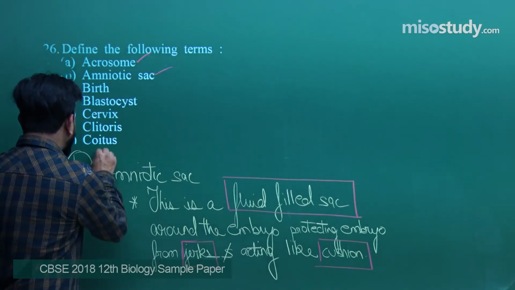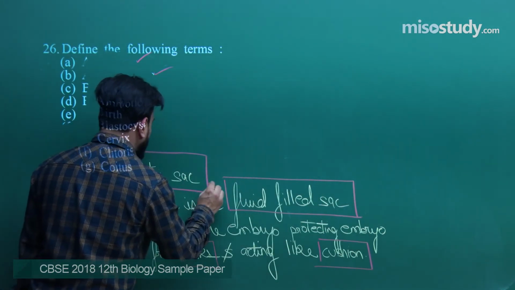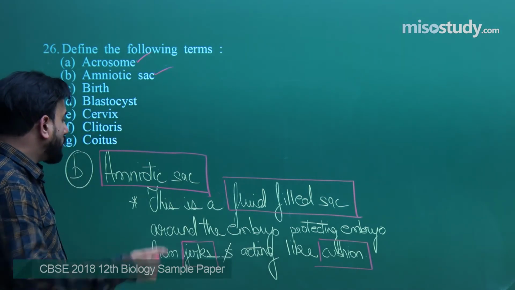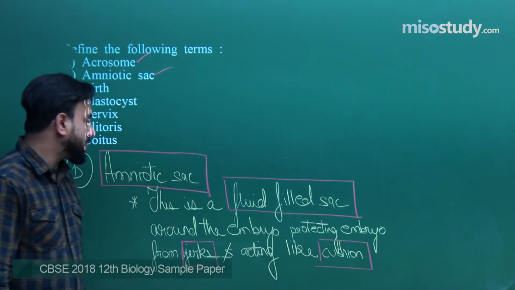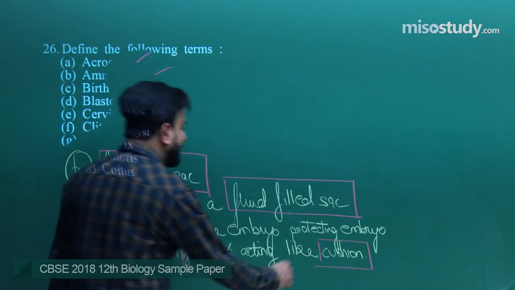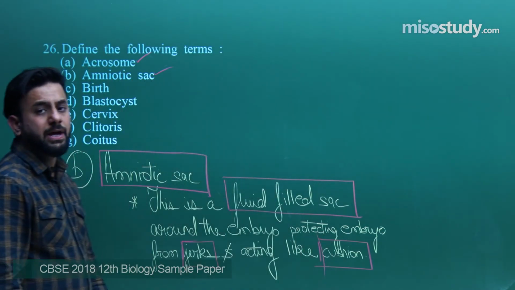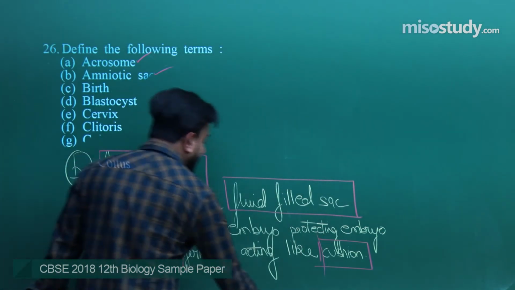So the amniotic sac is a fluid-filled sac around the embryo, protecting the embryo from jerks and acting like a cushion. Okay? Now we'll see the birth.